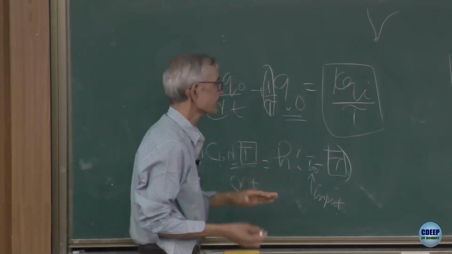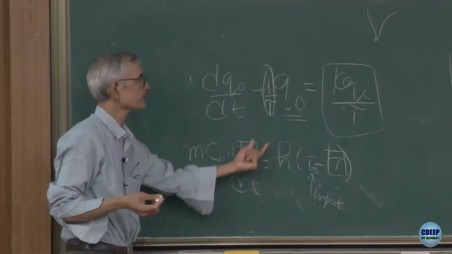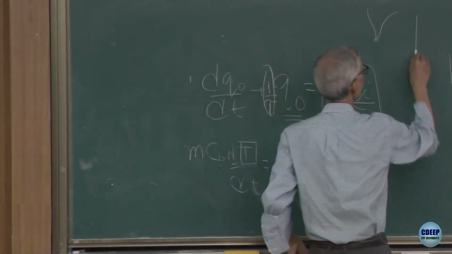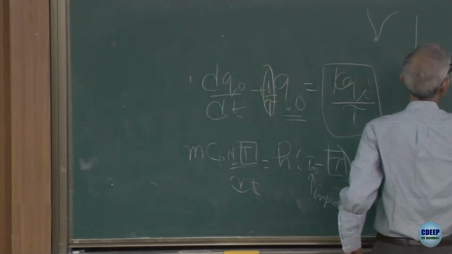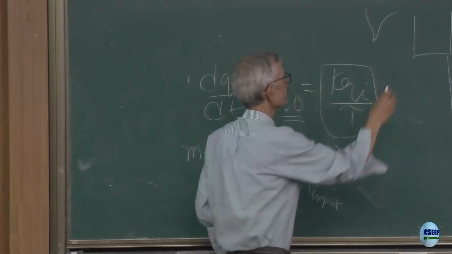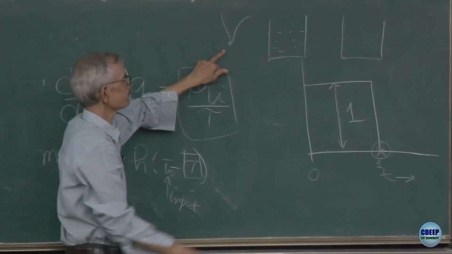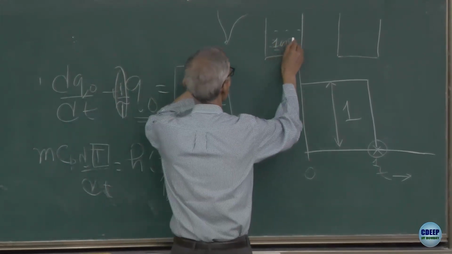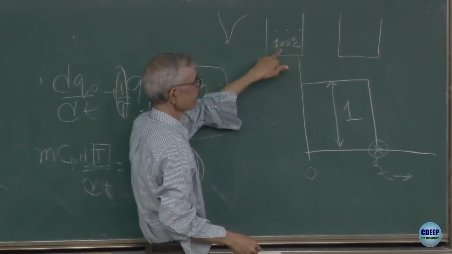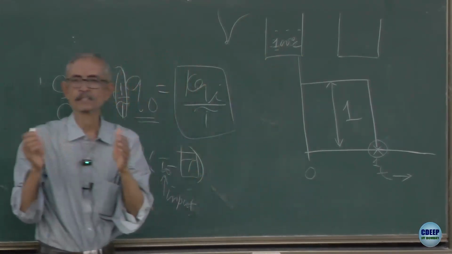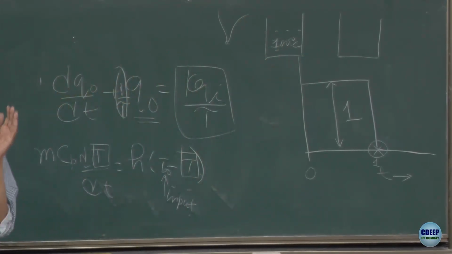So if this is a temperature sensor, and let us say I've got two tubs, and initially this sensor is sitting outside, and let us say this is 100 degrees Celsius. I just take the sensor and suddenly dip it inside, which means that the input to the system is 100.